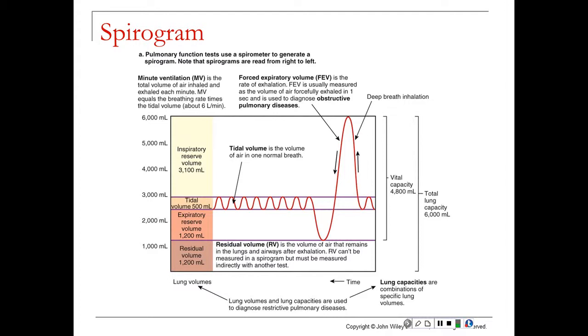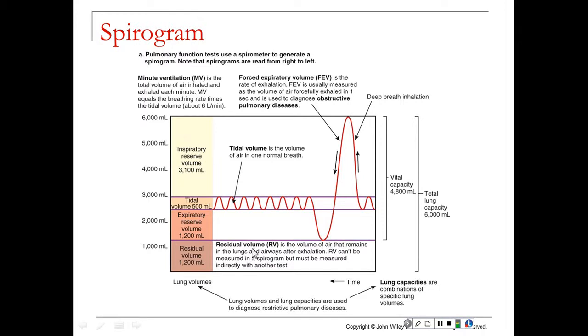Here you can see the spirogram and the various lung volumes. Your tidal volume during quiet breathing is about 500 milliliters. Then the patient is asked to exhale even more, pushing all of that air out after a quiet breath. That's the expiratory reserve volume. Then they're asked to take a deep breath, really, really inhale. That's your inspiratory reserve volume. Then you can resume your quiet breathing. The vital capacity is the difference between the expiratory and inspiratory reserve volume.